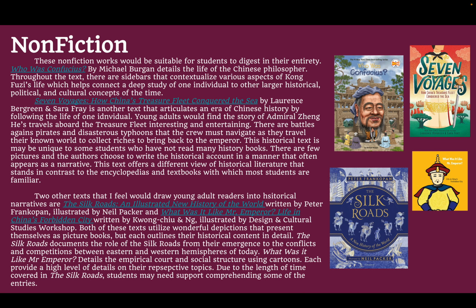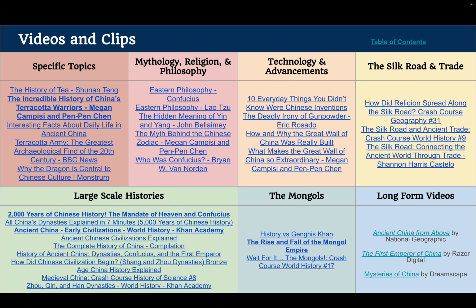These individual ones, they might cover Confucius or an individual closely as they articulate a historical era or time period. You can see the Silk Roads and What Was It Like, Mr. Emperor are picture books, but written in great detail in the text sections, and they're really cool. I think students would be drawn to both of those.